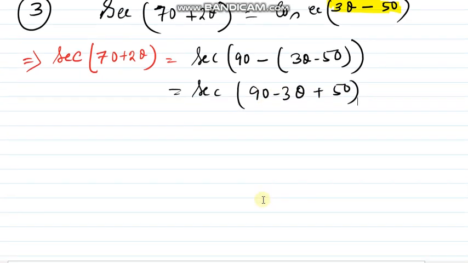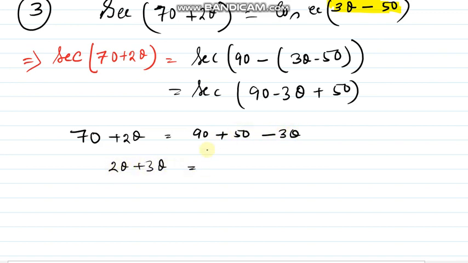So both sides you have sec. If I just omit this, so 70 plus 2 theta equals 90 plus 50 minus 3 theta. If I take all the theta terms to one side, so 140 minus 70, which equals 70. So 5 theta equals 70, my theta will be equal to 14, right?